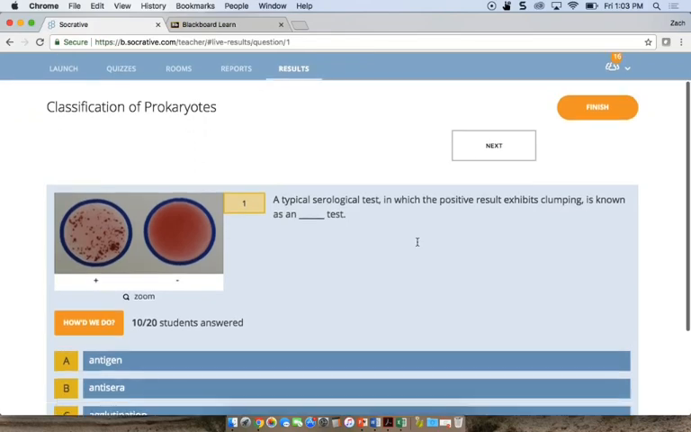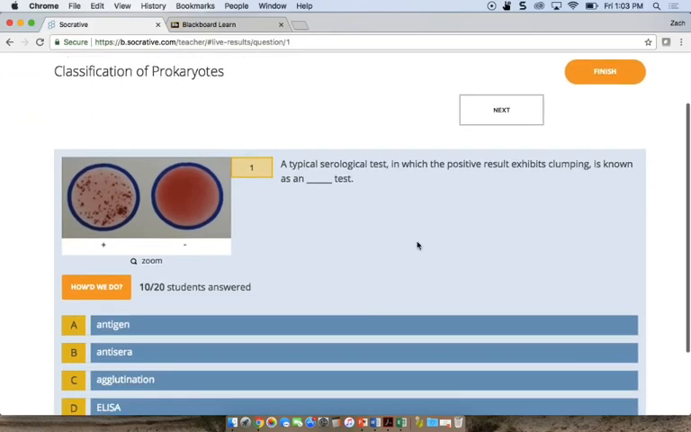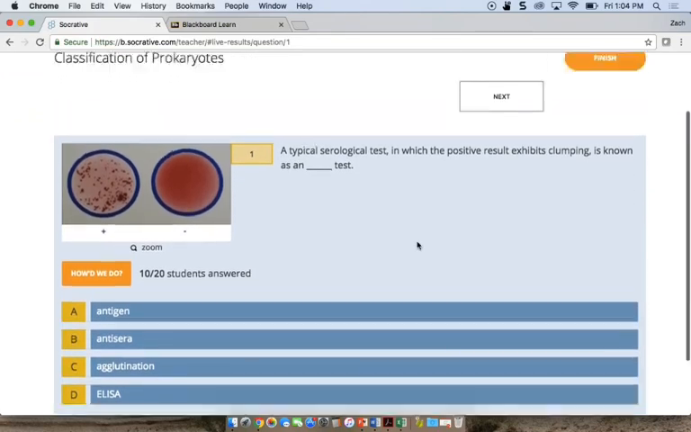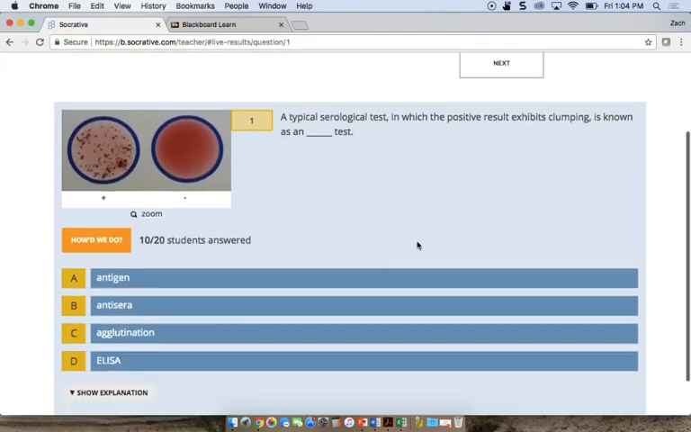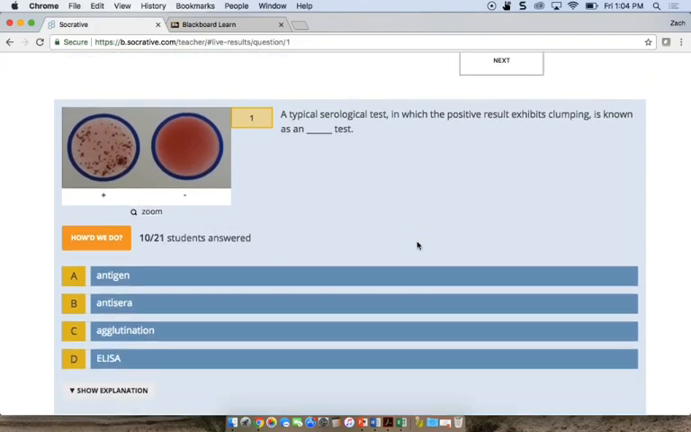So here is what we call a serological test in which the positive result exhibits clumping. This is known as what type of test? Antigen test, anti-sera, agglutination, or ELISA.